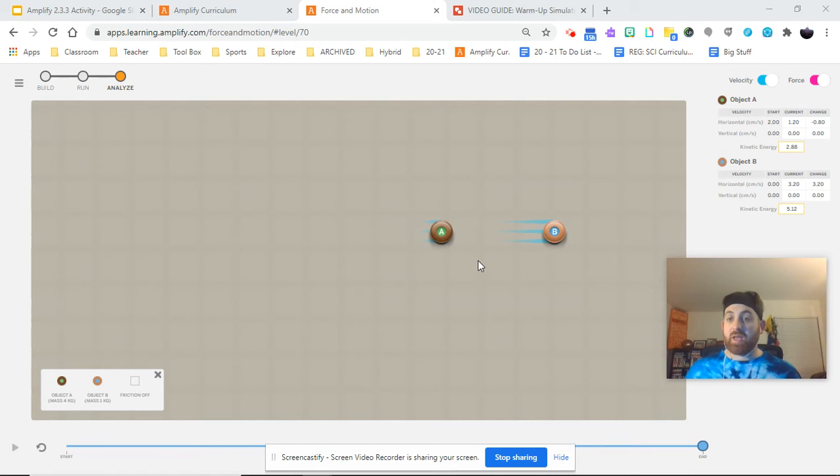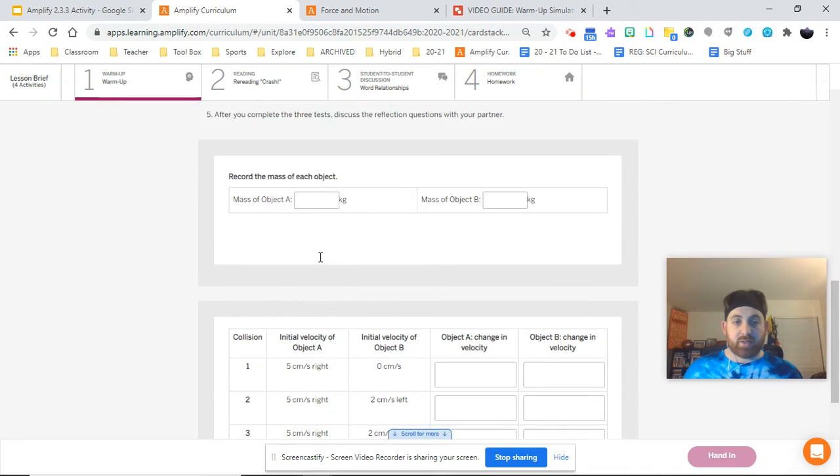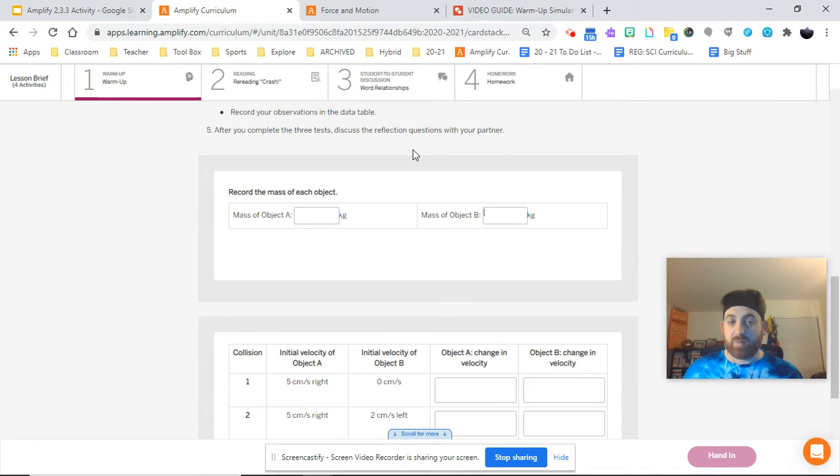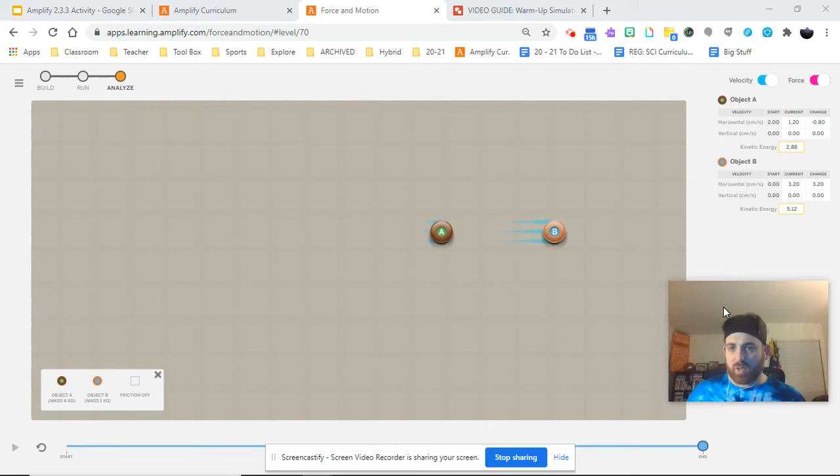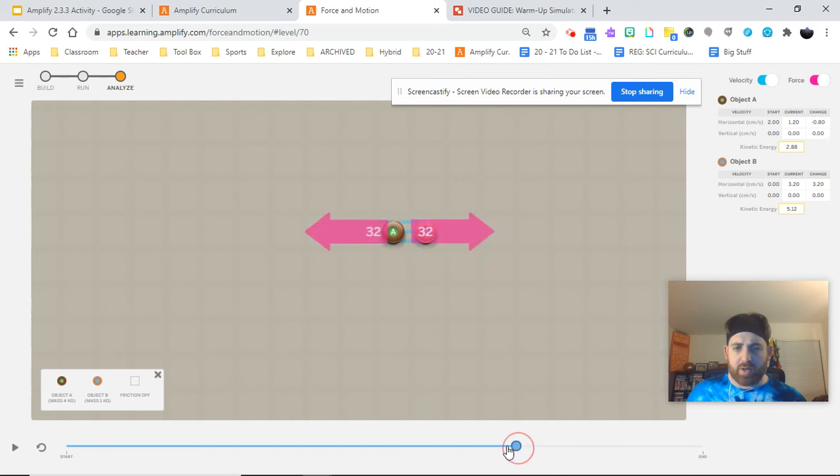So from here, this is where I'm going to get all my information from my data table. So here's my data for my masses. That's going to go into here for object A and object B. You'll have to find that and put that in there. But your change in velocity for object A and B, we're going to have to look up here. If we look at object A, that was our very first object here. If I rewind it, you notice we have equal but opposite forces acting on my two objects. My object A had a start velocity of 2, and then its current velocity, meaning after the collision, was 1.2. So it had a change of -0.8.